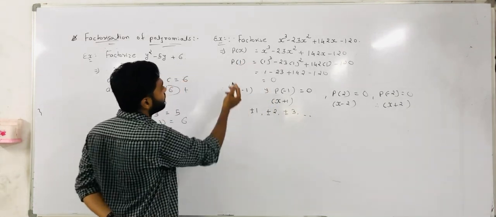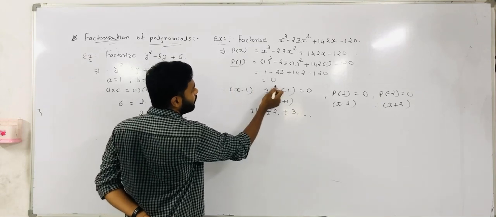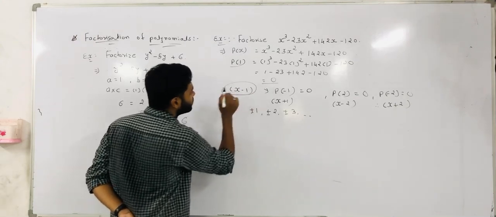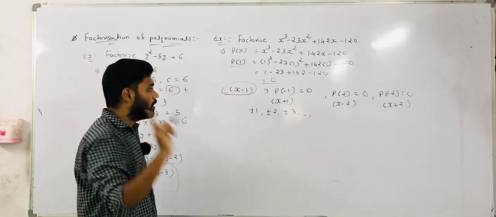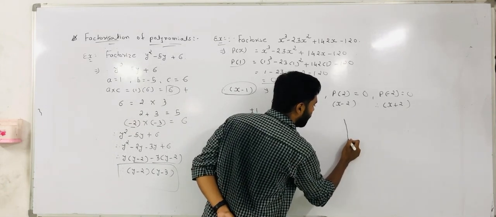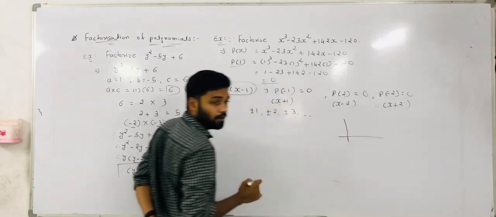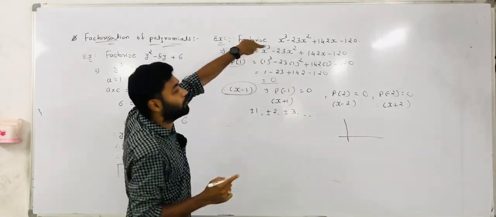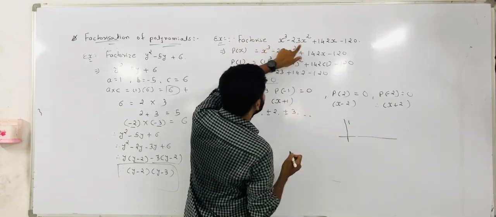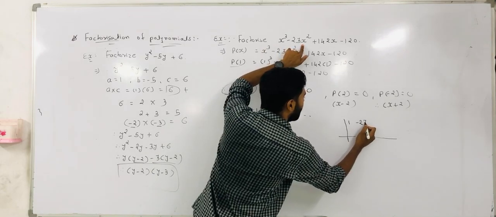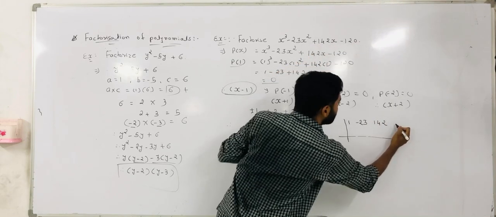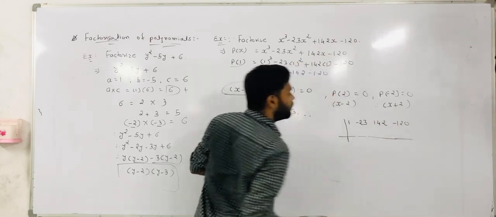So in this case, for x equal to 1, we got p of 1 equal to 0. It means x minus 1 is one common factor. Now, one common factor is x minus 1. So make one table. Write down all the coefficients of your polynomial. What will the coefficient of x cube be? 1, of x square minus 23, of x 142, and the constant term is minus 120.